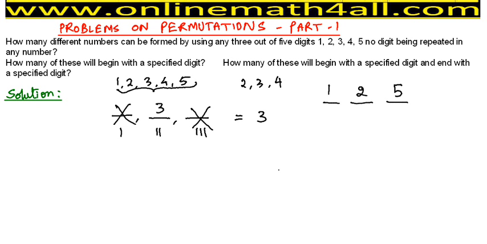I'll be getting a 3-digit number 125. The first place and third place have already been filled up with 1 and 5. At the second place I may fill 3, or I may fill 4. So in this way we are getting 3 different 3-digit numbers, 125, 135, 145, if the number starts with a specified digit and ends with a specified digit. I hope now the students will be able to understand clearly how to solve this one.